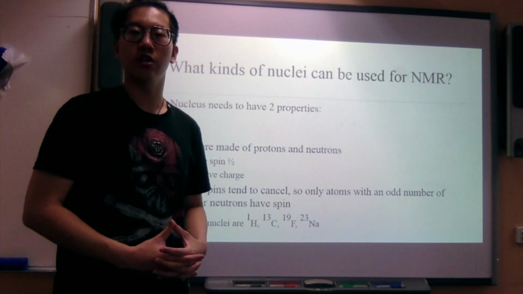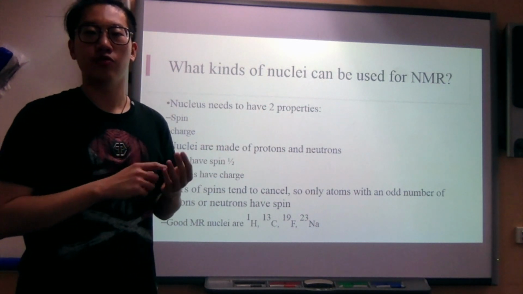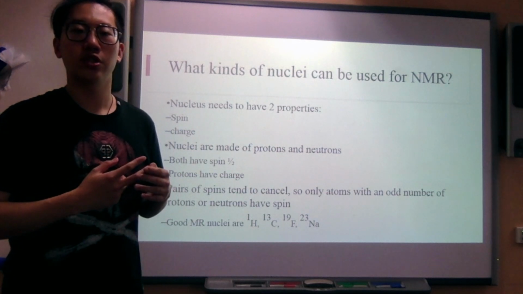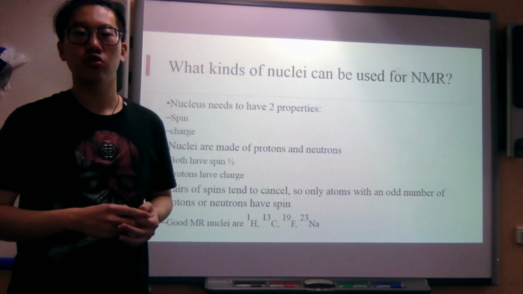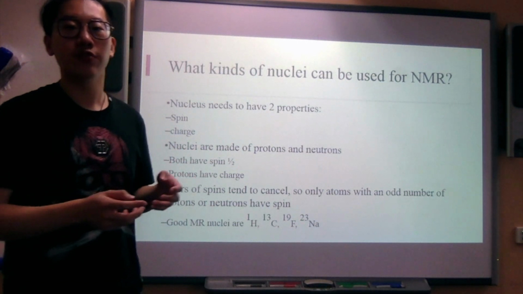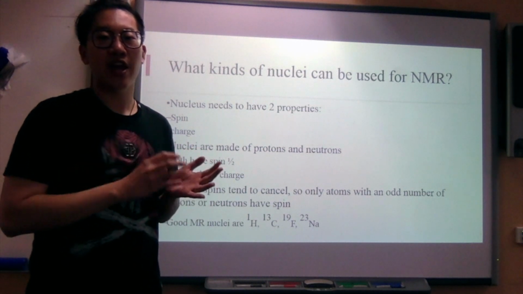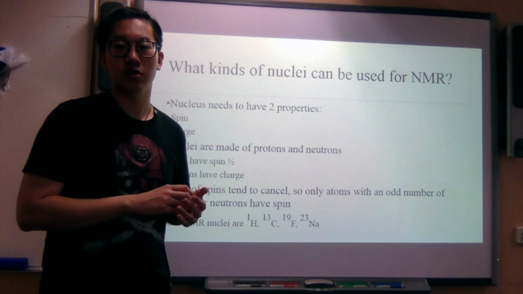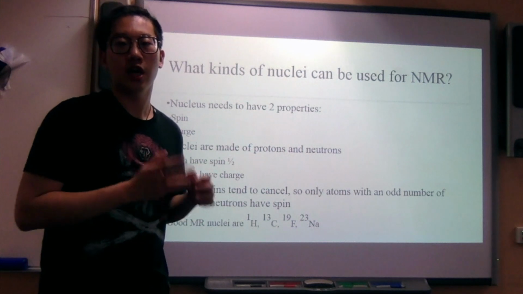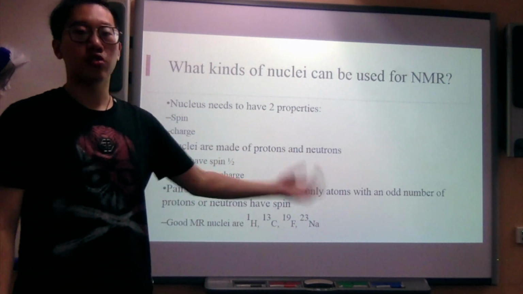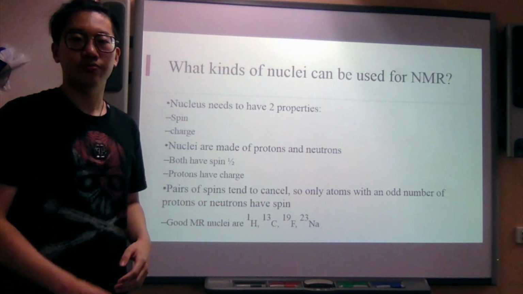What kind of nucleus can be used for MR? The first thing is the nucleus has to have two properties, which are spin and charge. The nucleus is made of protons and neutrons, which must both have a spin of half, and the proton must be charged. And the pairs of spin tend to cancel, so only atoms with an odd number of protons or neutrons have spin. Good MR nuclei are hydrogen, carbon, fluorine, sodium.